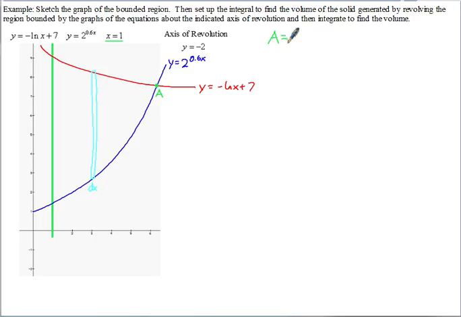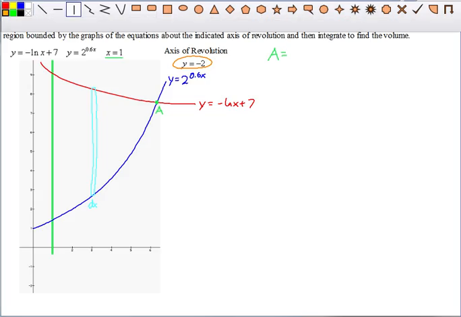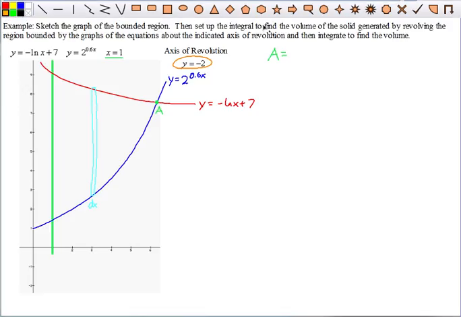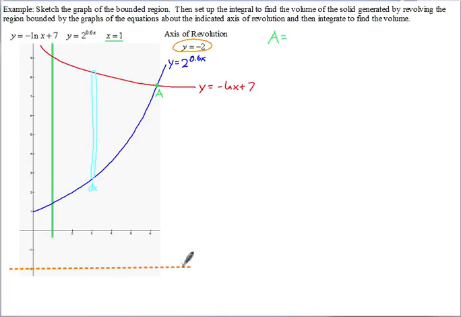This time though, notice our axis of revolution is y equals -2. So let's draw that as a dotted line so it doesn't confuse where the region enclosed is. So y equals -2, right down there. So that's what we're revolving this around, instead of just the x-axis.